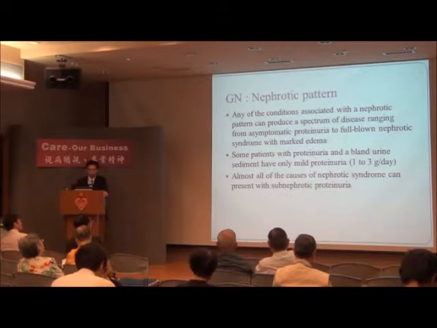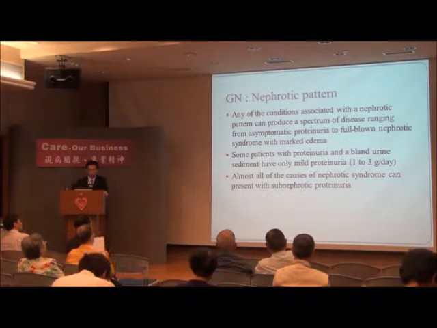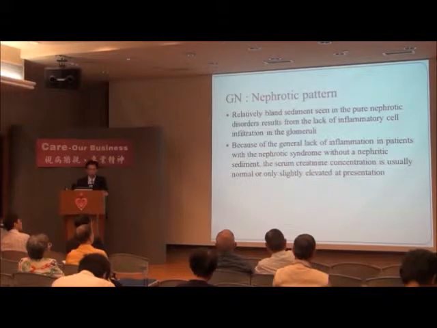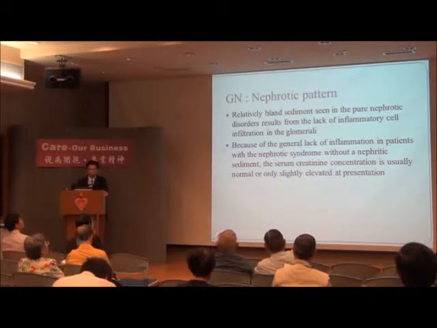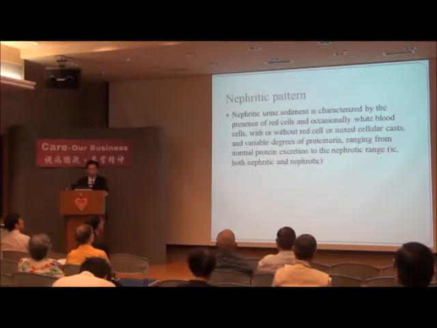Some patients with proteinuria and bland urine sediment have only mild proteinuria, like 1 to 3 grams per day, and most of the causes of nephrosis can present with subnephrotic range proteinuria. The bland sediment seen in pure nephrotic disorders results from lack of inflammatory cell infiltrating the glomeruli. Because of the general lack of inflammation, patients with nephrotic syndrome usually do not have a nephritic sediment, and the serum creatinine is usually normal or slightly elevated at presentation.